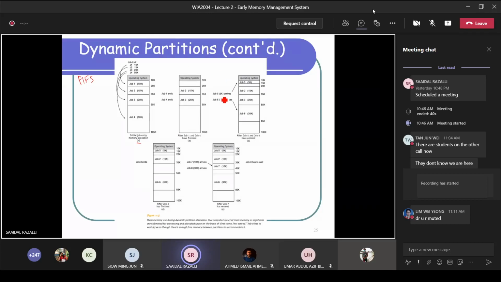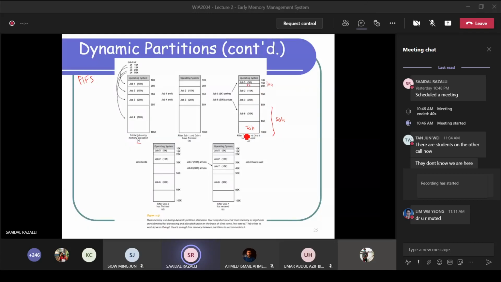So job 5 arrives with 5K and job 6 with 30K. Job 5 will go into the first partition, the one job 1 used, and job 6 30K will arrive after job 3 in partition 4. Job 1 is 5K and job 6 is 30K. Job 1's partition last time was 10K, and job 4's partition last time was 50K. So this one has 20K unused, and this one has 5K unused.